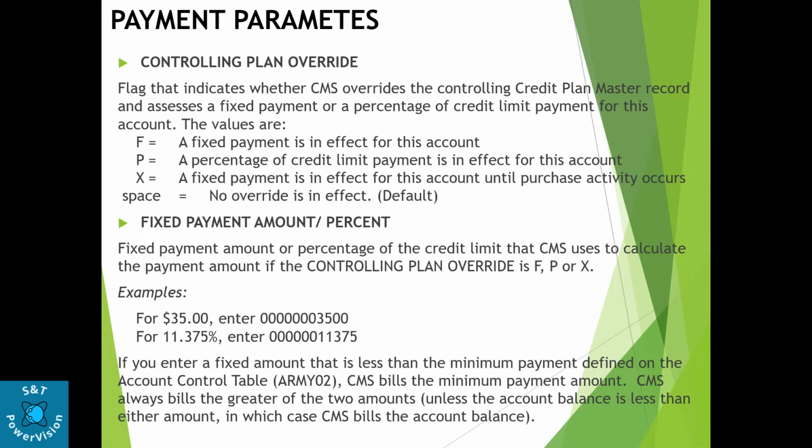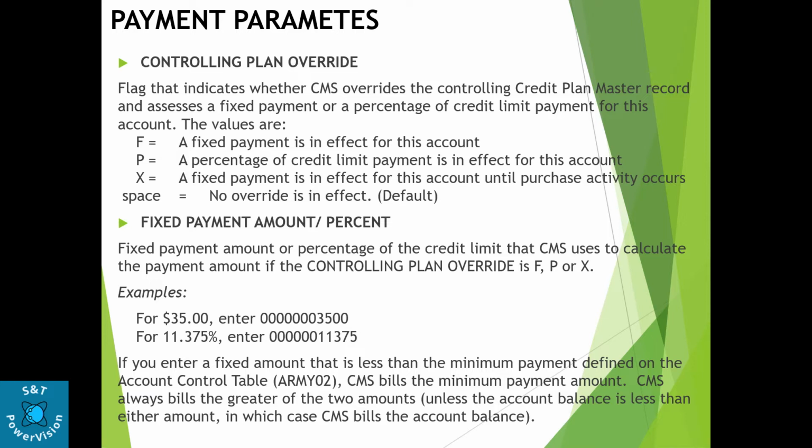Controlling plan override is a flag that indicates whether CMS overrides the current controlling credit plan master record and assesses a fixed payment or a percentage of the credit limit payment for this account. The values are F, a fixed payment is in effect for this account. P means a percentage of credit limit payment is in effect for this account. X, a fixed payment is in effect for this account until purchase activity occurs. Space means no override is in effect.